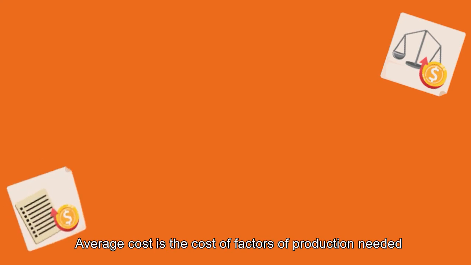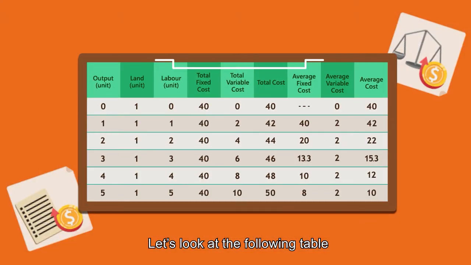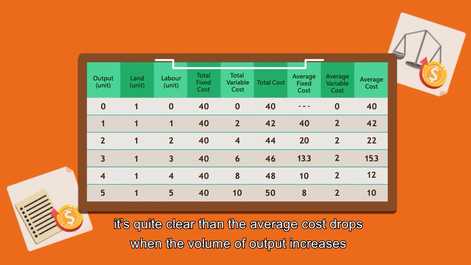Average cost. Average cost is the cost of factors of production needed per unit of product produced. Let's look at the following table. From the example, it's quite clear that the average cost drops when the volume of output increases.